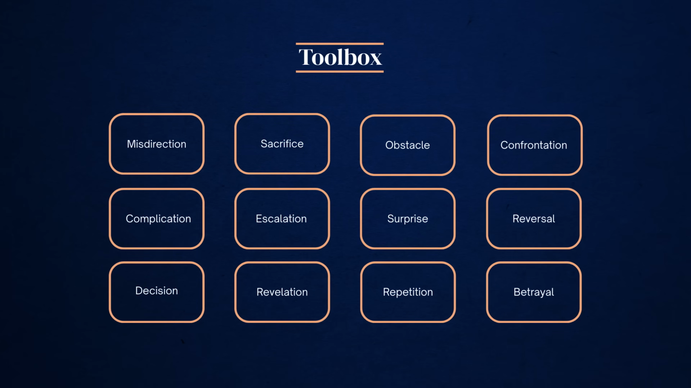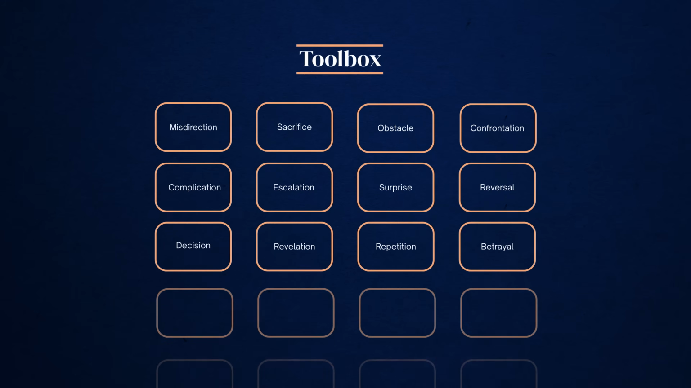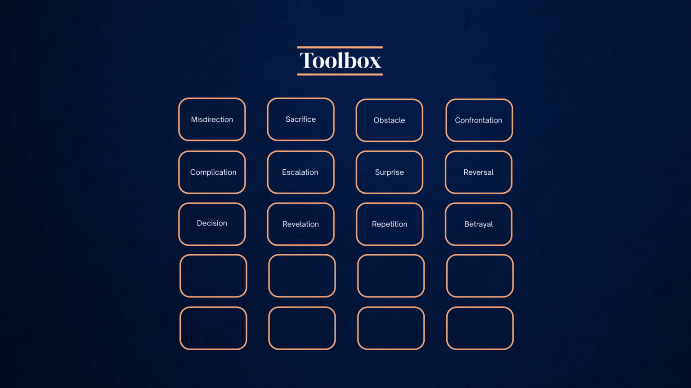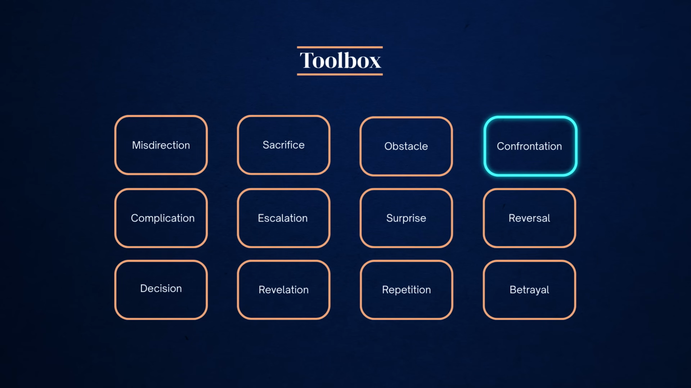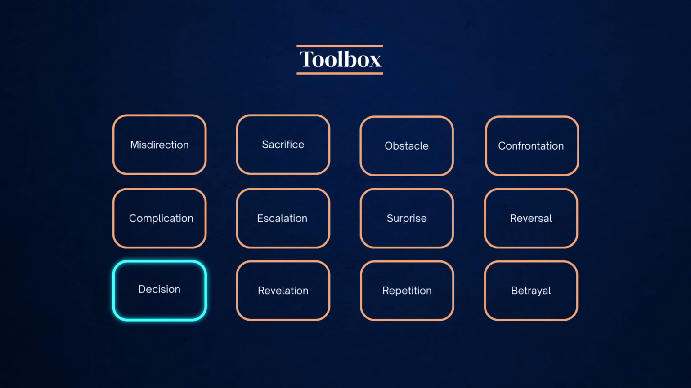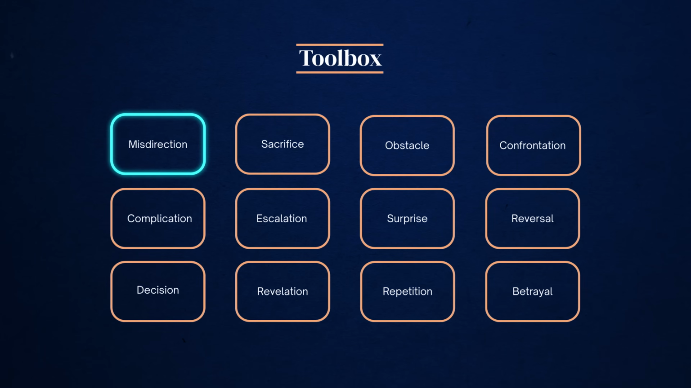Now, as you look at this toolbox, this is not intended to be an exhaustive list. You could easily add another 5 or 10 more. I'm just showing you an example of the types of things that would fit inside your storytelling toolbox. So honestly, you could choose any one of these to start your story with. Yes, you could start it with a confrontation, or you could start it with a big decision, or you could start it with a type of misdirection.